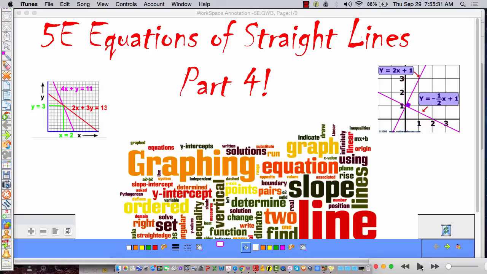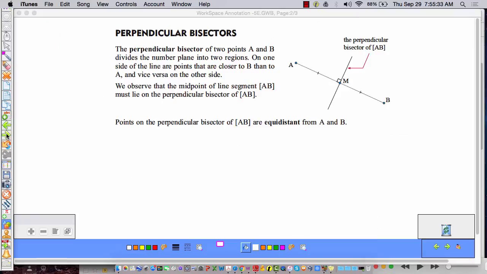We're going to imagine some dragons along the way. We're talking perpendicular bisectors. Okay, what is a perpendicular bisector?